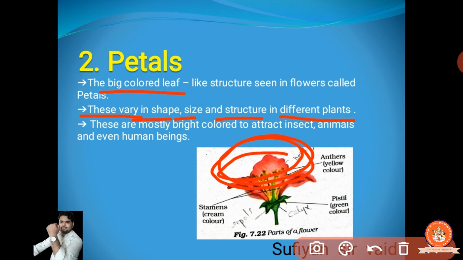When we observe different types of plants, the rose has a different structure, the jasmine has a different structure, and a white colored flower has a different structure. So in every different type of plant we get different types of petals, but sepals are always the same for every plant. Even if some change, their work is the same and their size is always small.